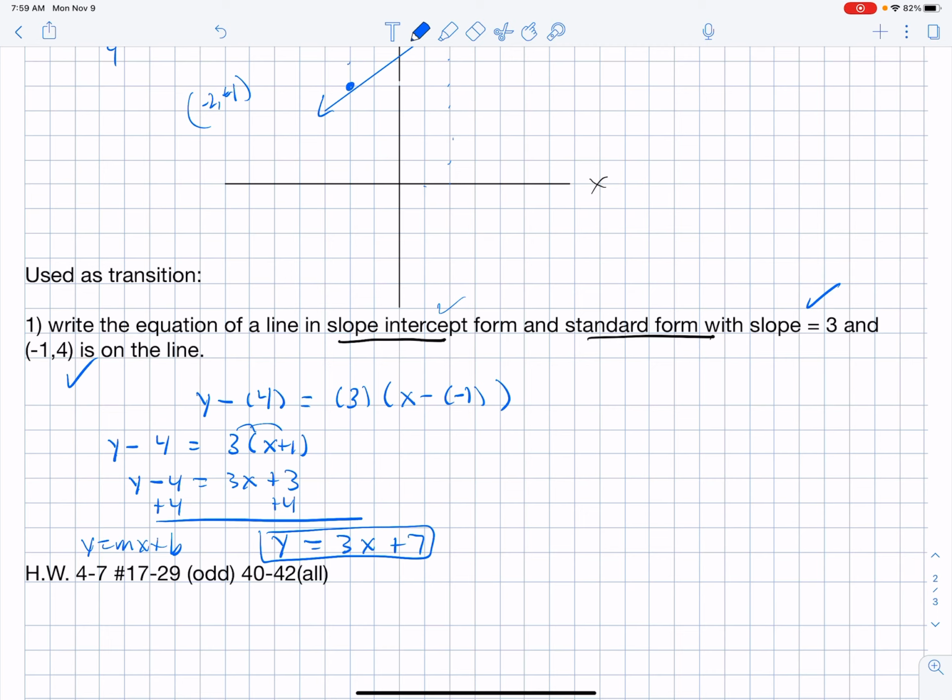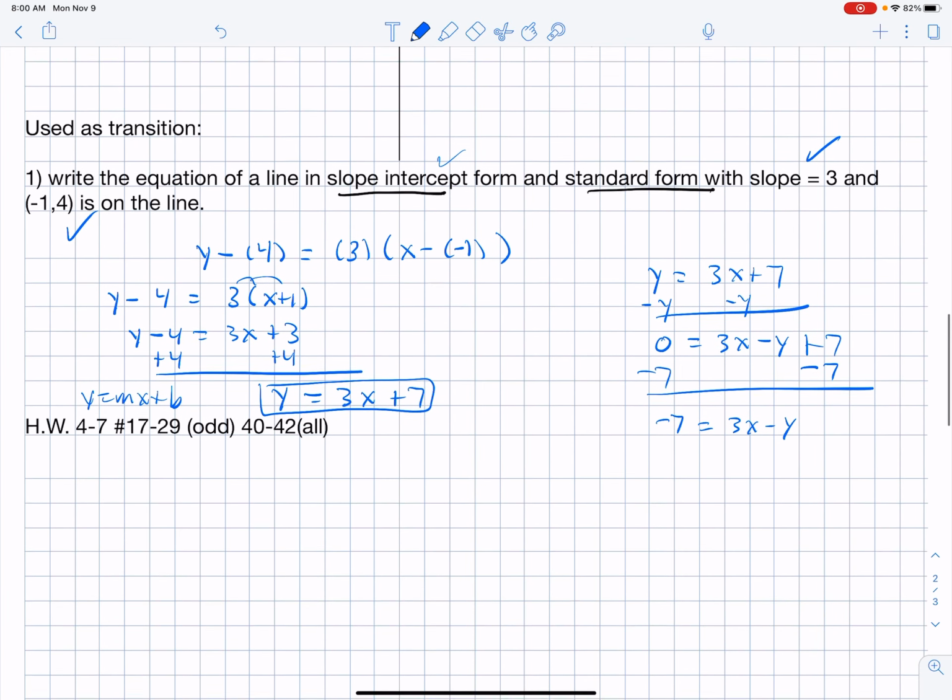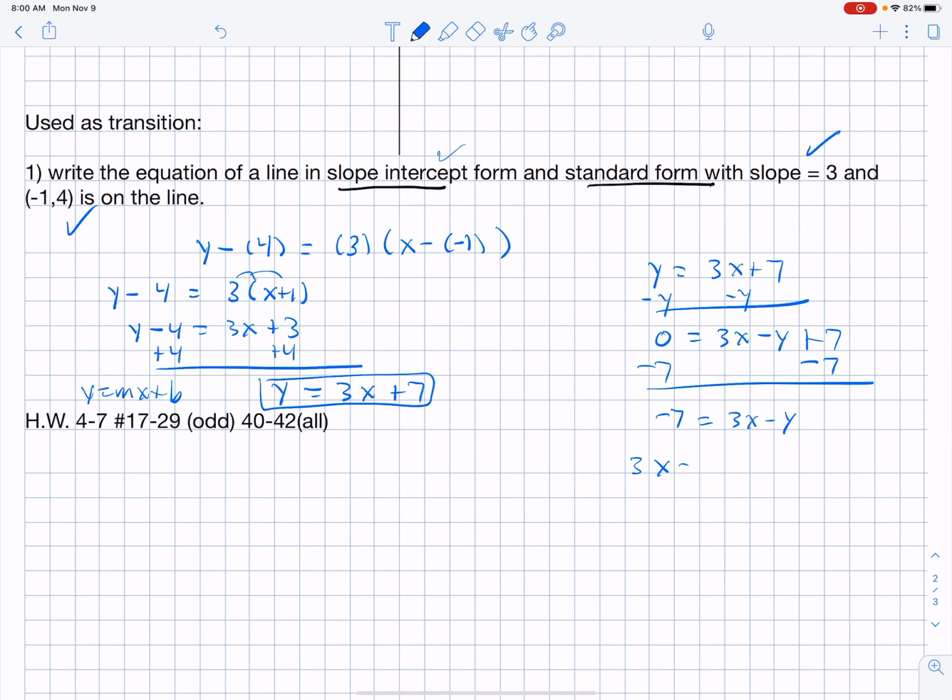If we wanted to put it in standard form, we would say y equals 3x plus 7. We'd go ahead and subtract y from both sides. We get 0 equals 3x minus y plus 7. Subtract 7. We get minus 7 equals 3x minus y. Or we can just turn this around to be 3x minus y equals -7. And there's standard form, our ax minus by equals c. So we can do that on all of those, okay?